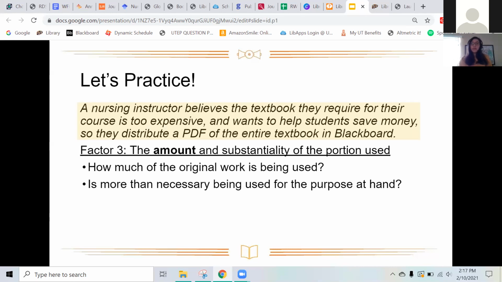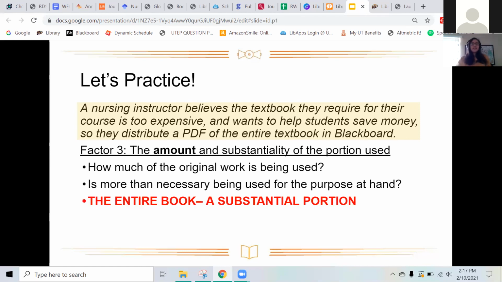Factor number 3, the amount and substantiality of the portion used. How much of the original work is being used? Is it more than necessary being used for the purpose at hand? That's another question that has been considered in court cases. Is it more than necessary for the purpose at hand?